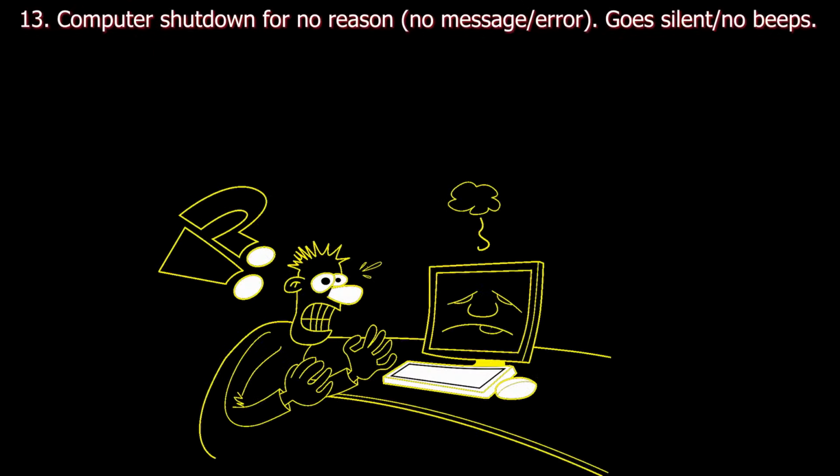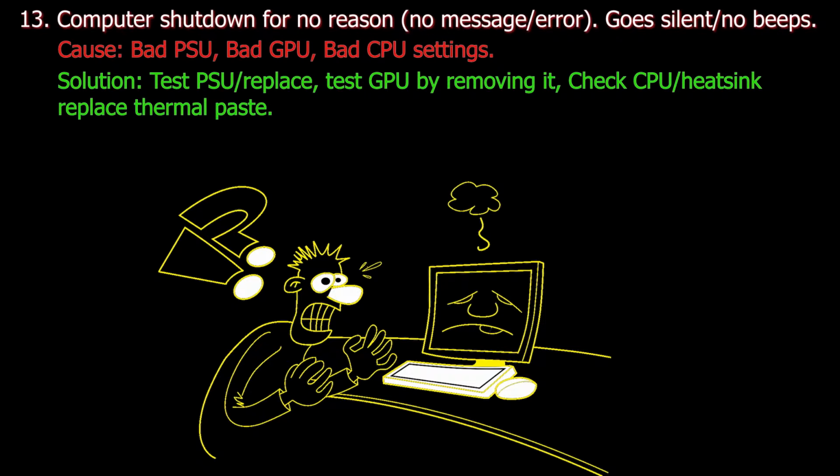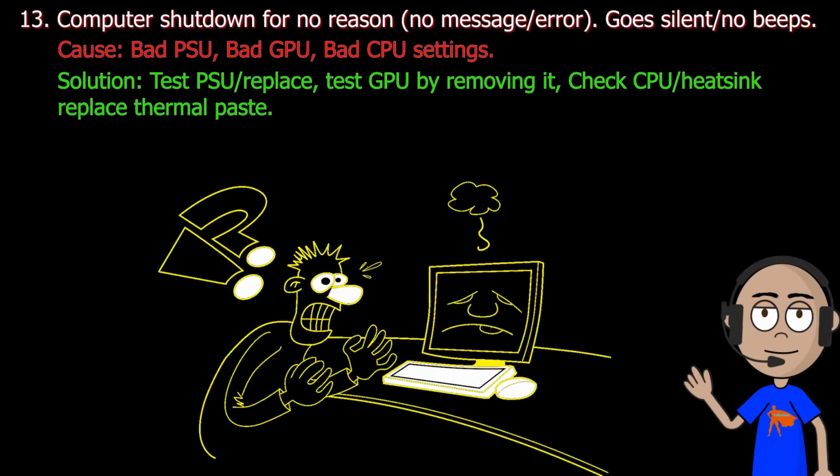Number 13. Computer shuts down for no reason, no message or error. Computer goes silent, no beeps. Cause: bad power supply, bad GPU, bad CPU settings. Solution: test the power supply unit or replace if needed. Test the GPU by removing it. Check the CPU and heatsink, replace it with new thermal paste.